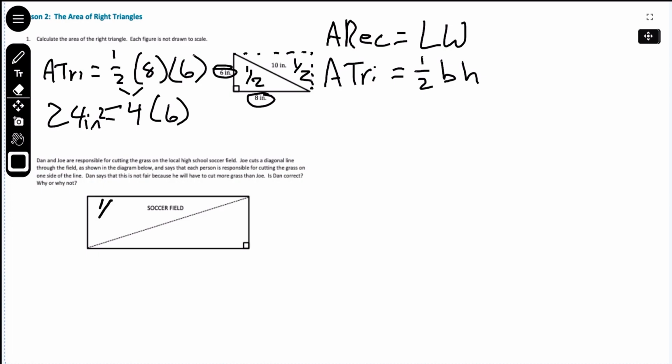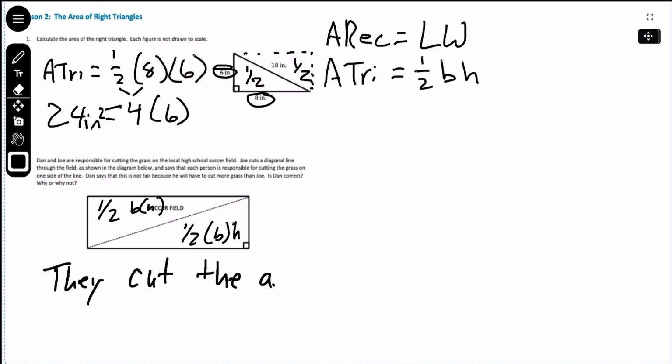Because this is half of a rectangle, half the base times the height, and this would also be half of base times the height, which is your definition of the area of a rectangle. Okay, so they cut the same amount of grass.